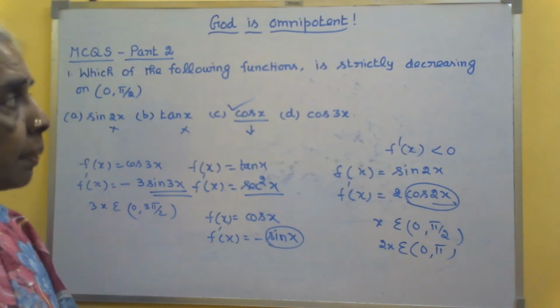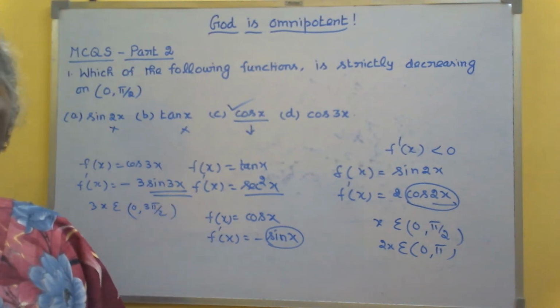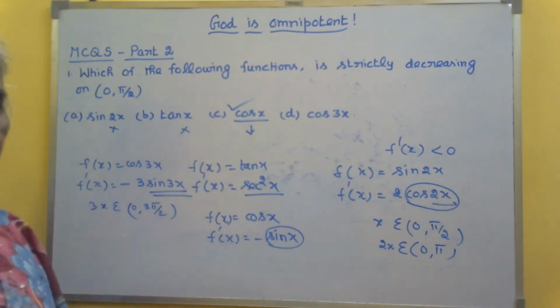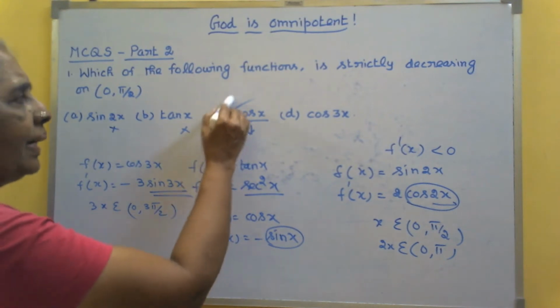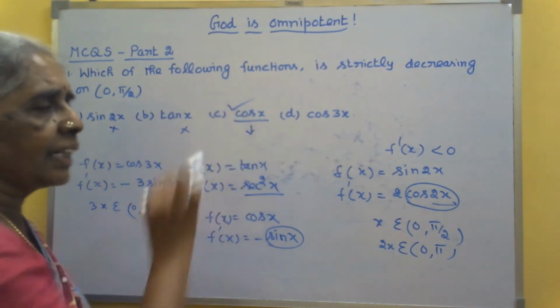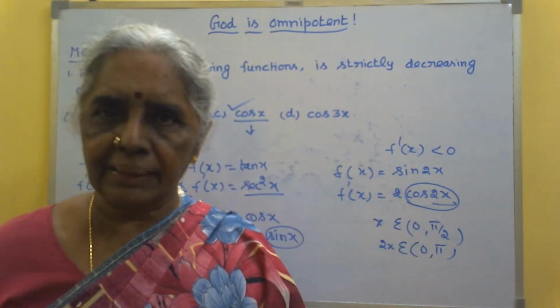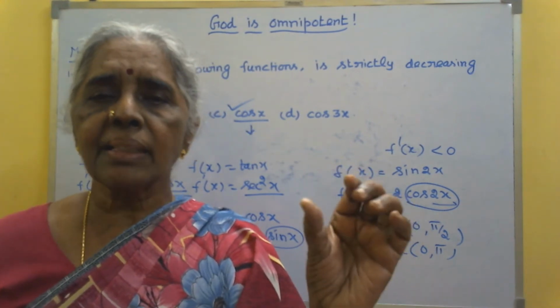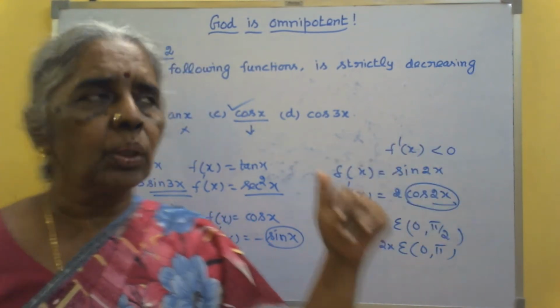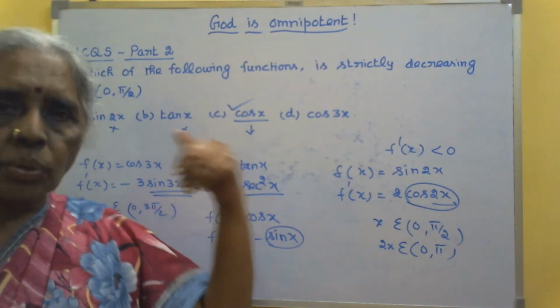But suppose in the exam it is given, you need not do all these things, no? You know this immediately. When you see cos x, you know definitely it is minus sin x. Then sin x is positive in the first quadrant, so it is negative with the negation. So it is strictly decreasing. So straight away tick it off.